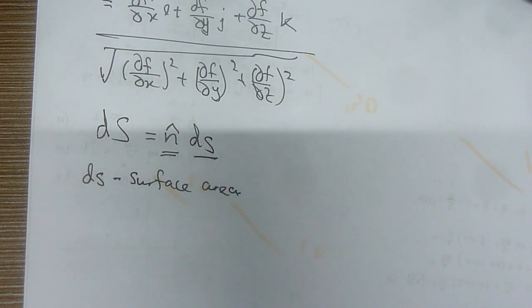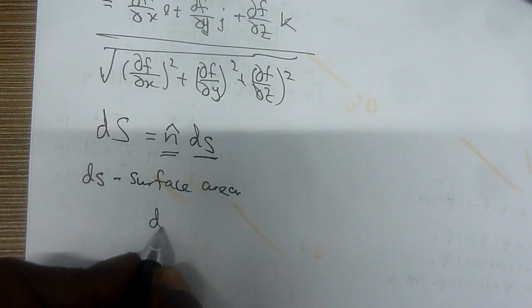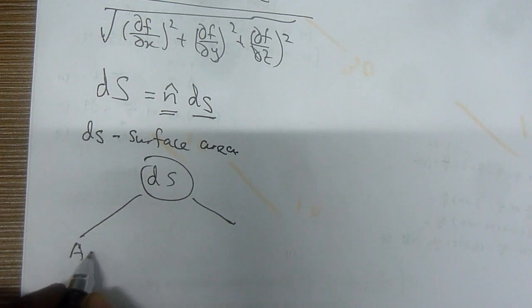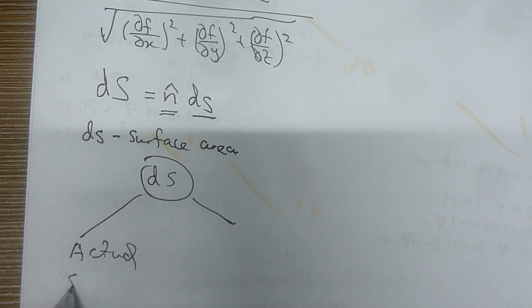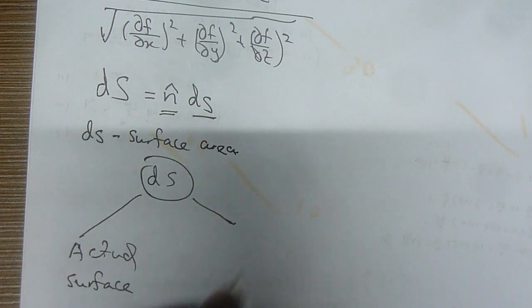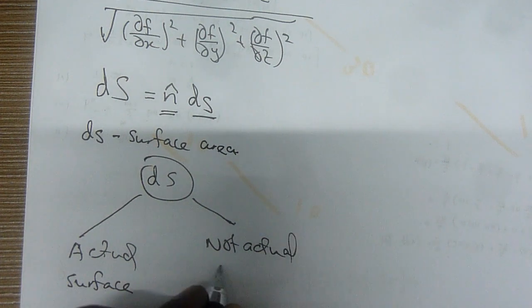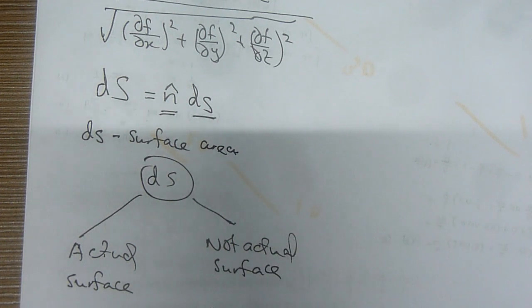dS is a small s here. Again, I'm going to put it into two types. One, we call this the actual surface. Another one, we call the not actual surface. This is a little bit confusing. I can understand the actual surface, so what is the not actual surface? This is not the actual surface. I call this a shadow. We call that a shadow.